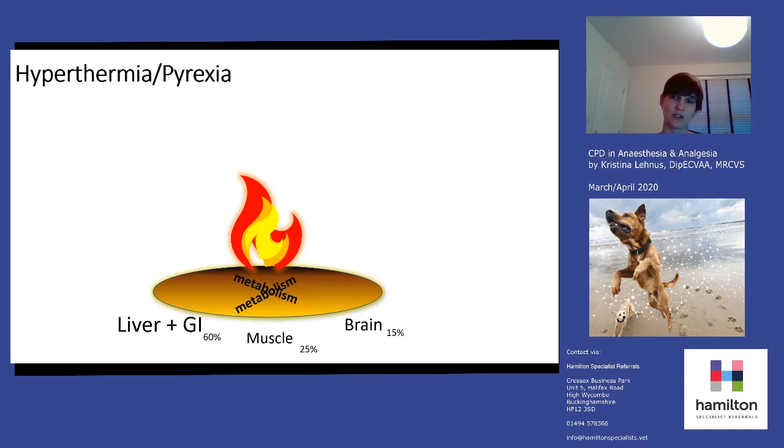Now onto the home stretch, which is body temperature regulation. So if you're hyperthermic or pyrexic, you increase the amount of heat that is generated in your body. Normally your body generates metabolic heat through processes in the liver and the GI tract in particular, so that's 60%. Your muscle at rest contributes about 25%, and your brain just converting glucose is about 15%.